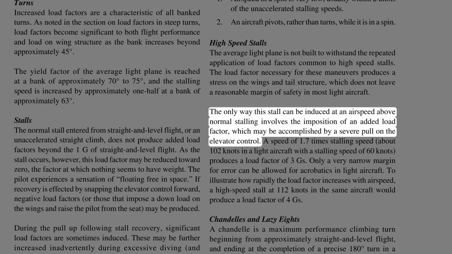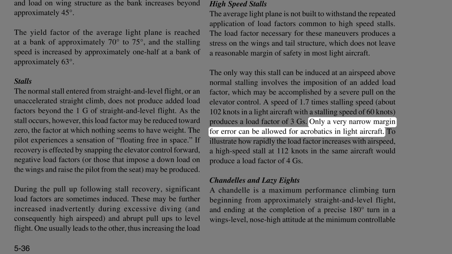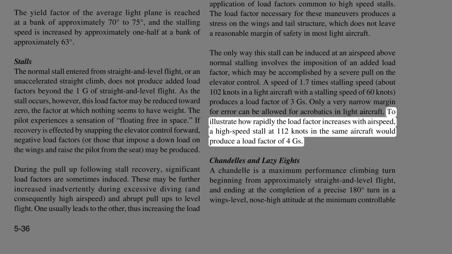The only way this stall can be induced at an airspeed above normal stalling involves the imposition of an added load factor, which may be accomplished by a severe pull on the elevator control. A speed of 1.7 times stalling speed, about 102 knots in a light aircraft with a stalling speed of 60 knots, produces a load factor of 3 Gs. Only a very narrow margin for error can be allowed for acrobatics in light aircraft. To illustrate how rapidly the load factor increases with airspeed, a high-speed stall at 112 knots in the same aircraft would produce a load factor of 4 Gs.